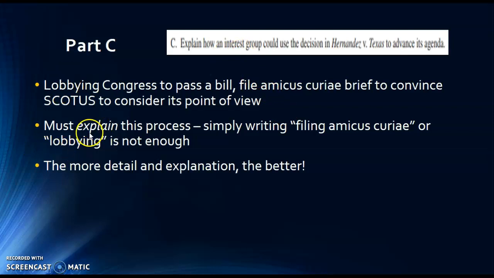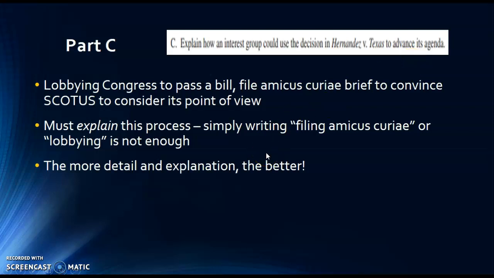But again, notice how I italicized, you must explain this process. If you were to write filing an amicus curiae brief or lobbying, that's not enough because you didn't explain. You simply just identified. You have to explain how lobbying is going to lead, or who you're going to lobby and what you want that lobbying to do. Or, just simply stating filing an amicus curiae brief, that's not enough. You have to explain who you are trying to influence. How is this going to allow it to advance its agenda?